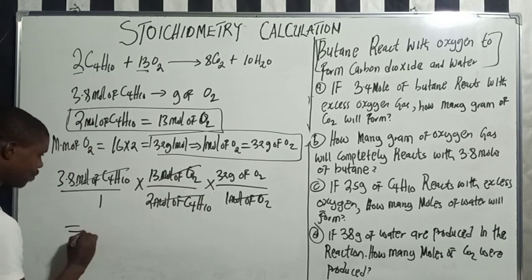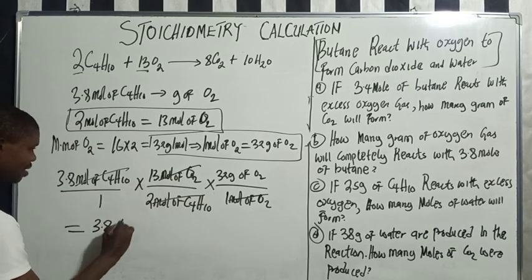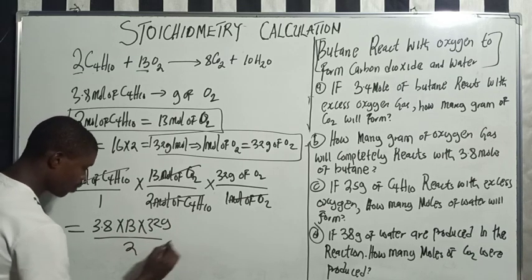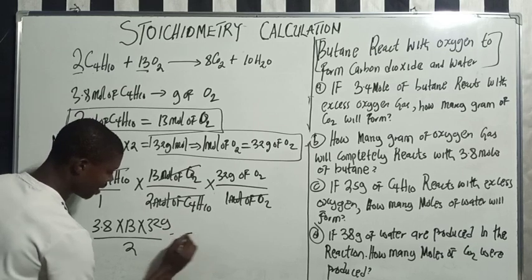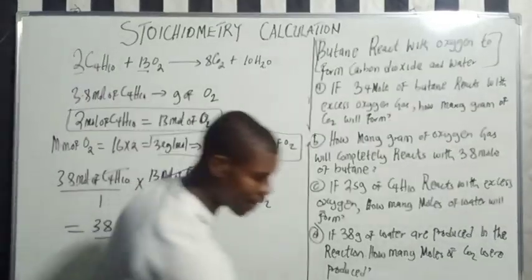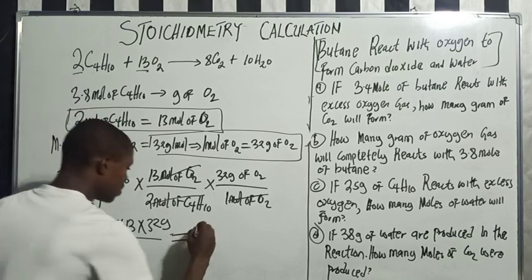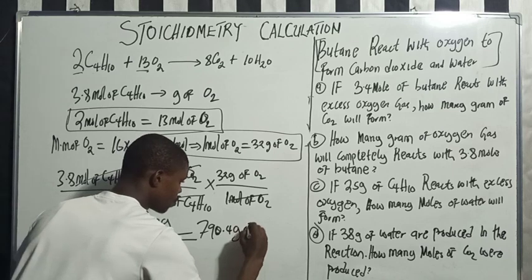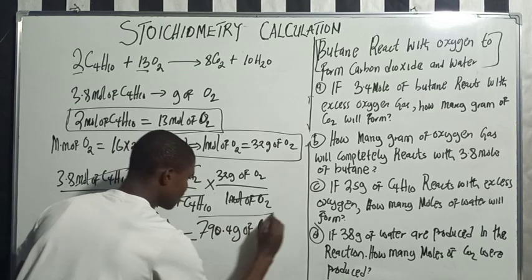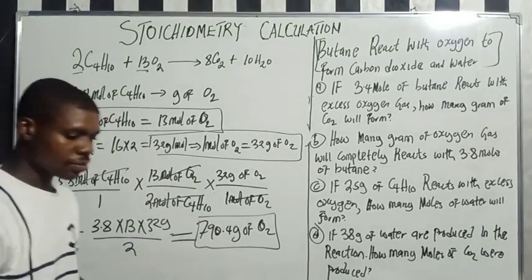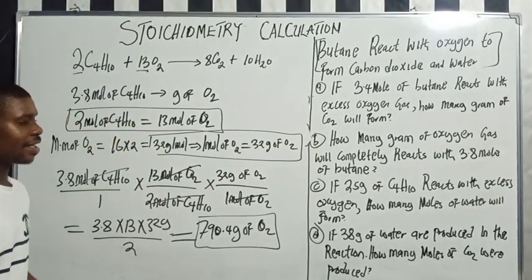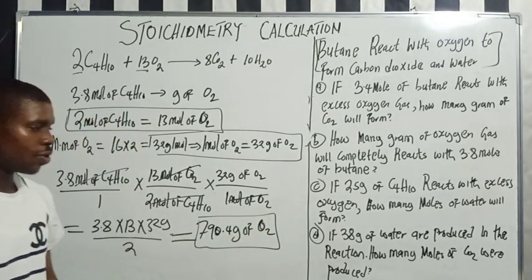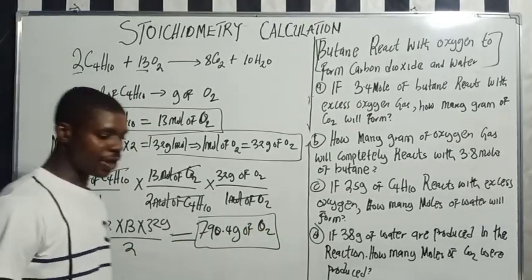What is left here is 3.8 times 13 times 32 grams over 2. What do you want to do? Push your calculator and get your answer. So let's use our calculator to get our answer here. 790.4 grams of O2. This is the answer. Do you get that? So the next thing is C. Pause the video and see if you can solve for C.